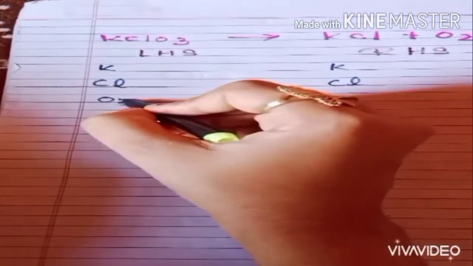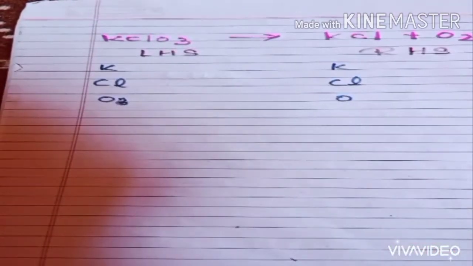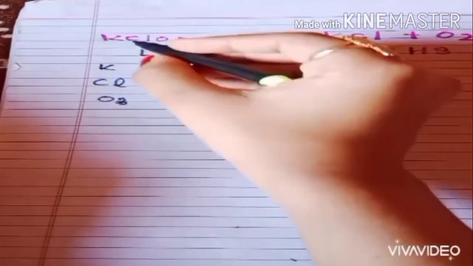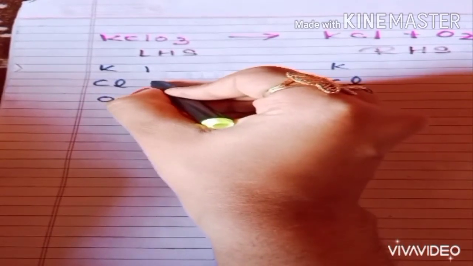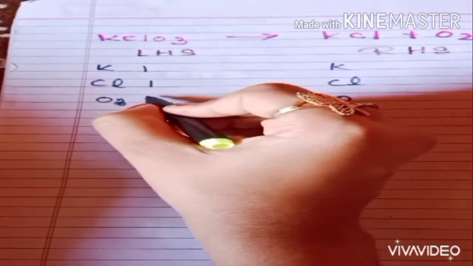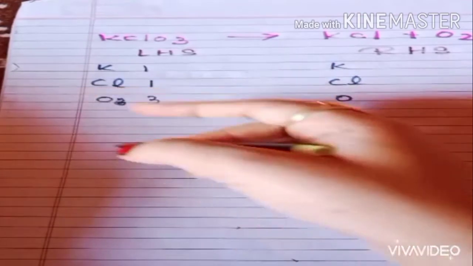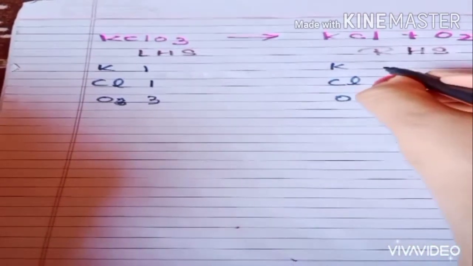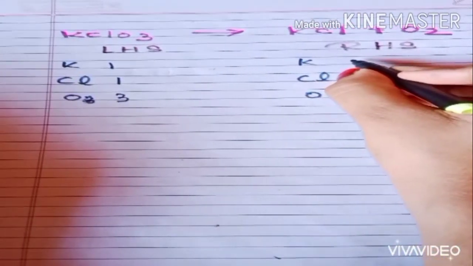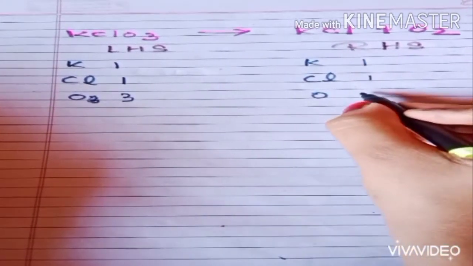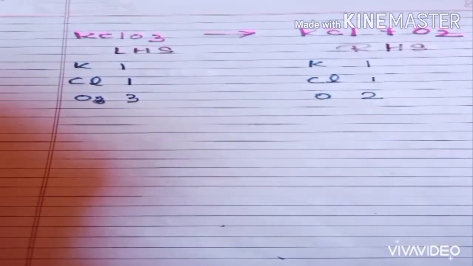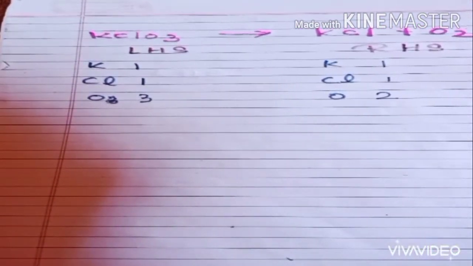Now check the number of atoms present on the LHS. That means potassium we have here only 1, so you write 1 here. Chlorine is also 1, so you write 1 here. Oxygen is 3, so you write 3 here. Similarly on the second side, potassium is only 1, so you write 1 here. Chlorine is only 1, and here oxygen is 2. Now my third step is to compare each element with one another.